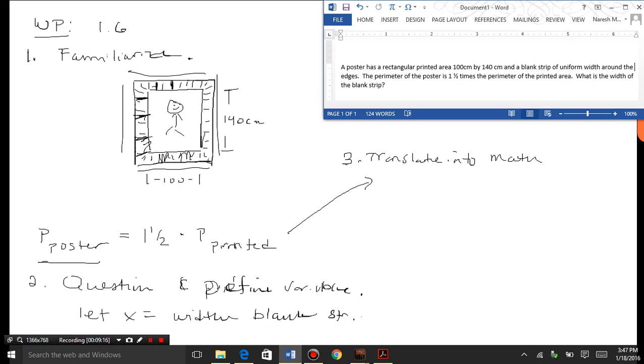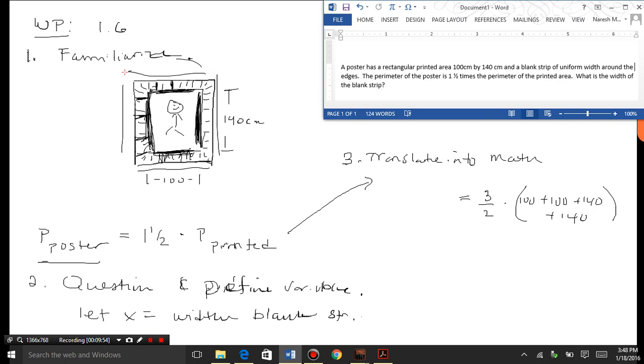So I'm actually going to do the perimeter of the printed area first, because I think that might be a little easier. I'm going to say 3/2, which is the same thing as 1.5, times the perimeter of the printed area. So what's the printed area? Well, it's this side, plus this side, plus this side, plus this side, right? Now each one of those, because that is a rectangle, if this is 100, this is 100. If this is 140, this is 140. So this is 100 plus 100 plus 140 plus 140. Done.